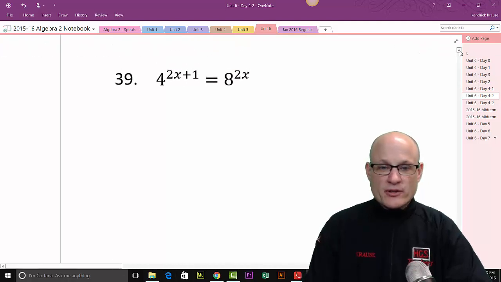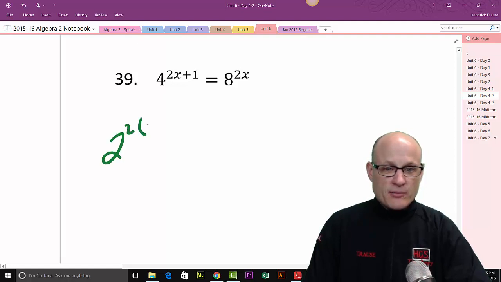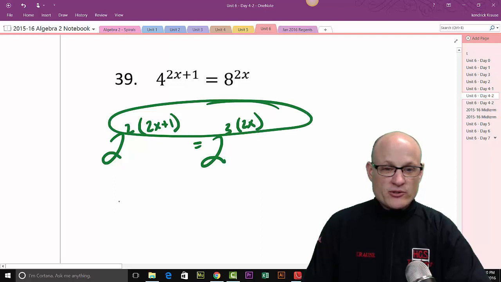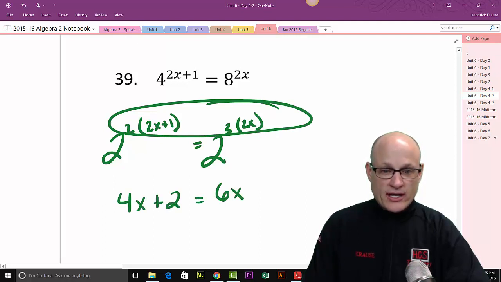All right, we got a little bit of work to do on this one. So I'm going to change this to 2 squared times 2 to the x plus 1, is equal to 2 cubed times 2 to the x. Set the exponents equal to each other. I get 4x plus 2 equals 6x. 2x equals 2, or x equals 1.